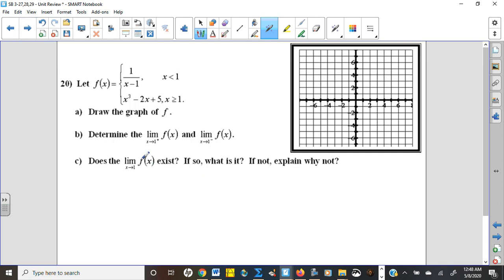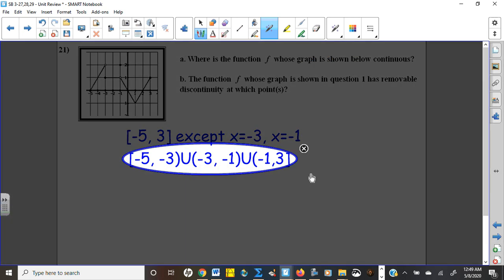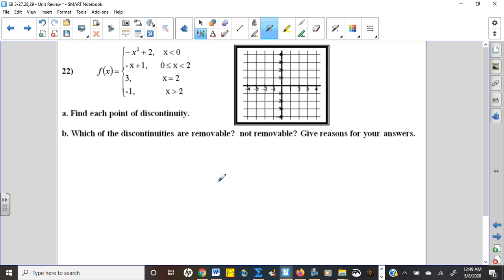This is the same kind of problem. It's worked out in your solutions pack, but this one you had to draw yourself. You had to draw the piecewise function. 21 was already drawn for you, so you're just interpreting what you see. When it says where is the function continuous, it's probably going to be continuous at infinitely many values. It's easier to figure out where it's not continuous and then take those values out of the rest of the domain or intervals that are describing the domain. That's the easiest way to answer that type of question.